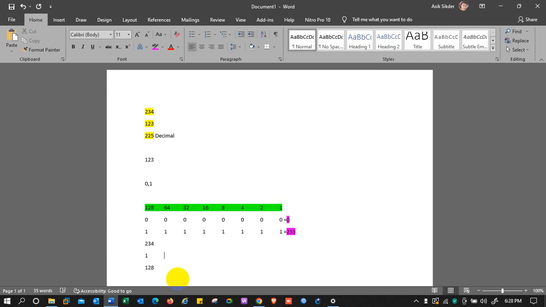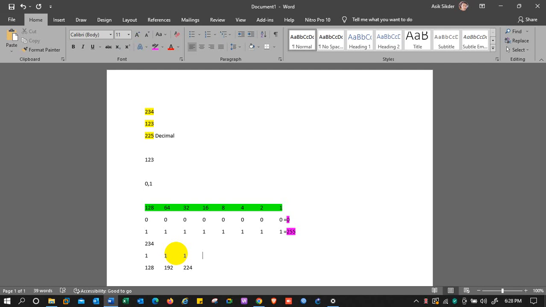And if we go through this one, then this one will be 192. And then if we add 32, then the result will be 224, which has not crossed 234 yet. So we will add a 1 here, and then here will be 224.